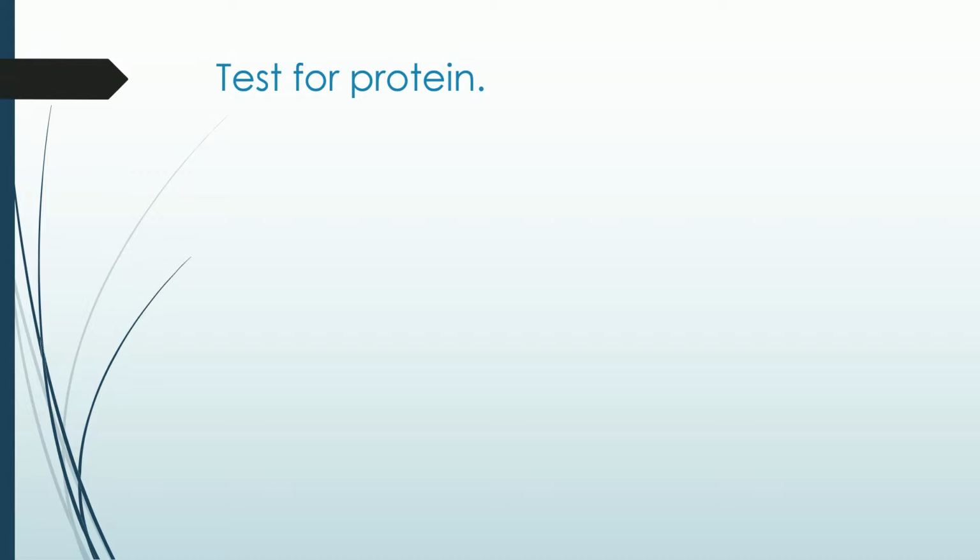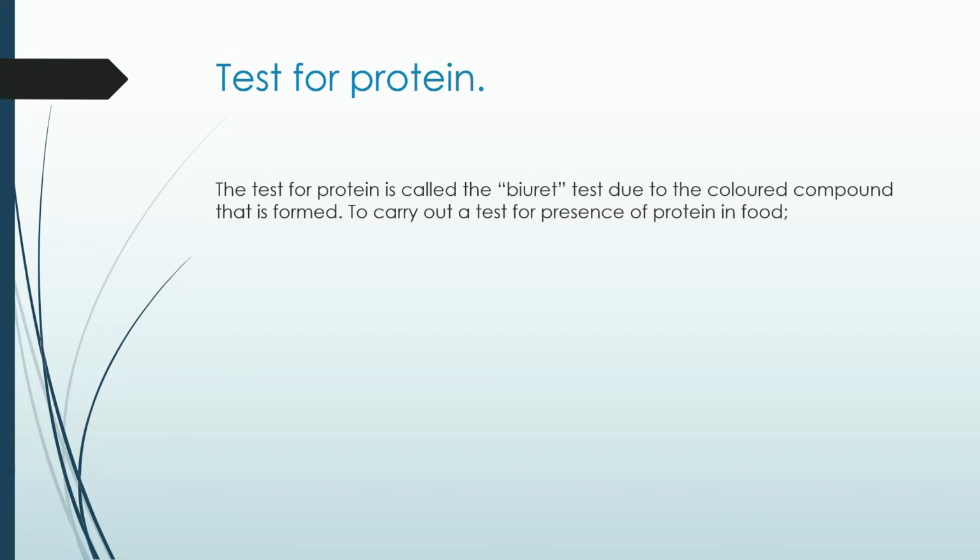The first one, the test for protein. Many foods include protein, especially eggs, for example. They have a lot of protein, or meat. Proteins are really important to us, as you know from the previous lectures. Let's see how we can test for proteins. The test for proteins is actually called the biuret test. This is due to the color that is formed after the test.